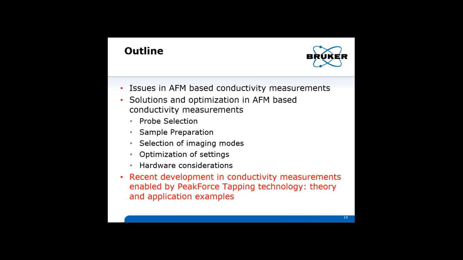So we have discussed the issues we see from the contact mode and TR mode conductivity measurements, and we provide some solutions. If all the solutions and optimization techniques do not work well with your application or sample under study, you need to find an alternative solution. Now we discuss the recent development in conductivity measurement, both in theory and application examples.